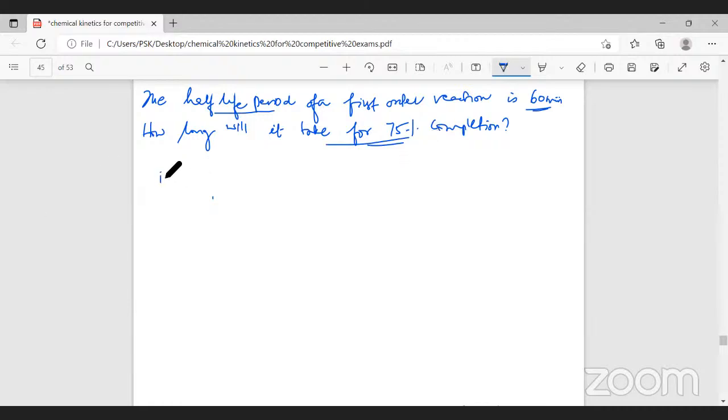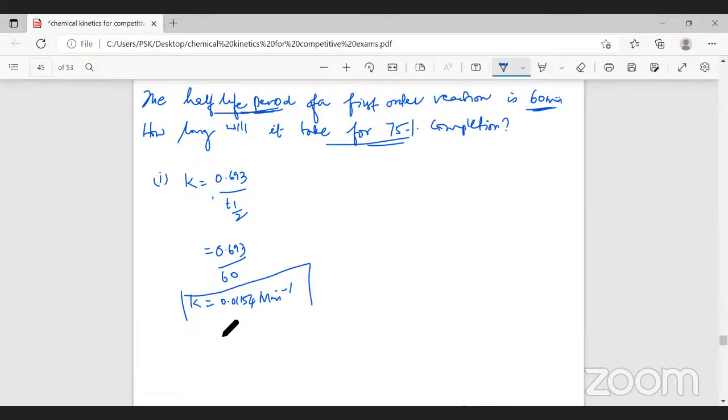So this can be worked in two stages. The first stage is to find the rate constant. Since it is a first order reaction, we know that K is equal to 0.693 by T half. They have given the half-life period directly, 60 minutes. So what will be K? 0.693 by 60. That will be equal to 0.01154 per minute.